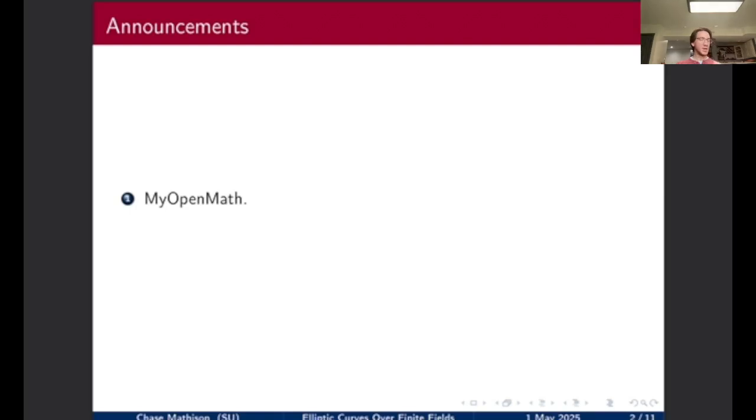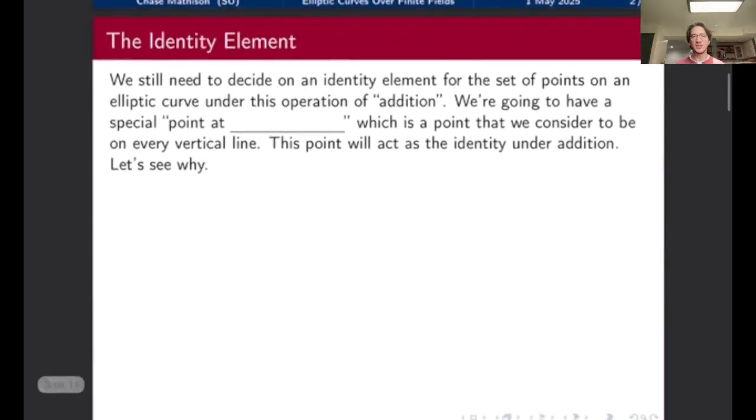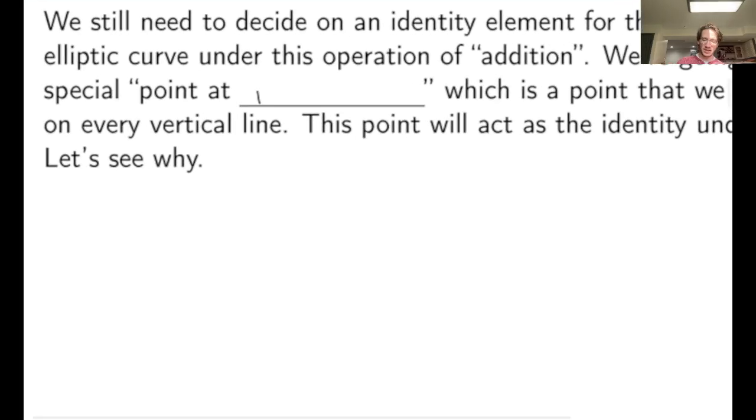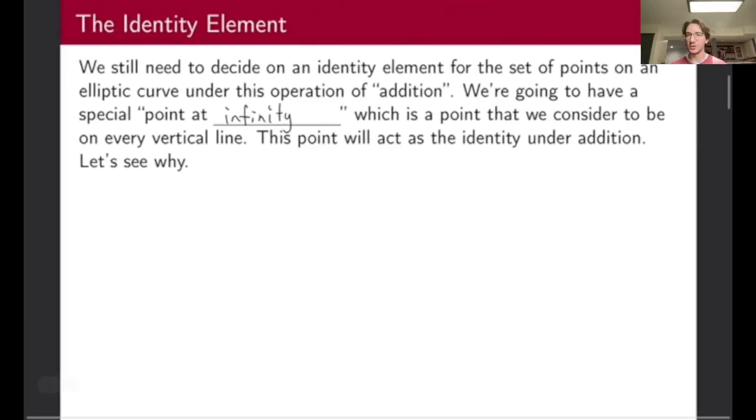Okay. All right. So last time we talked about elliptic curves, and I talked about addition of points on elliptic curves, and I claimed that forms a group. The set of points on an elliptic curve with that operation of addition forms a group. And that is true. The one thing that I left out was what is the identity element? So we need to talk about the additive identity. That's going to be a special point that we call the point at infinity, and that's a special point that lies on every single vertical line.